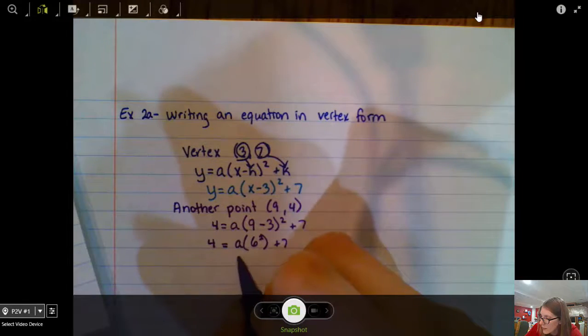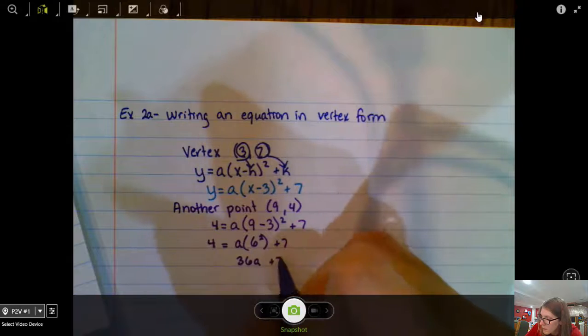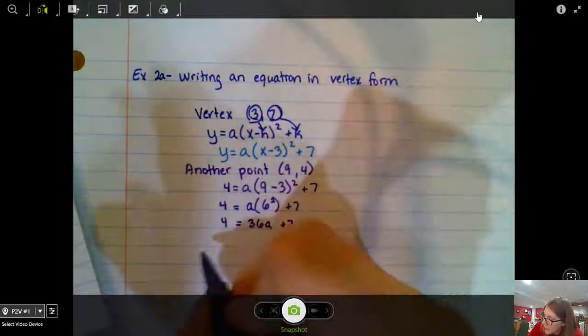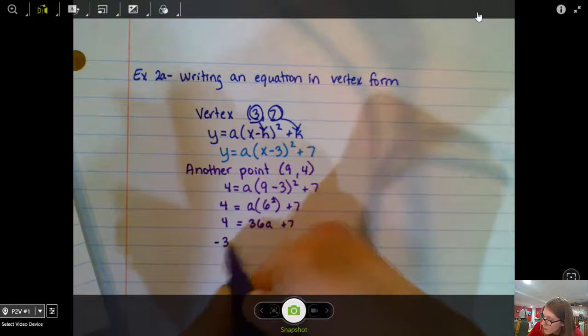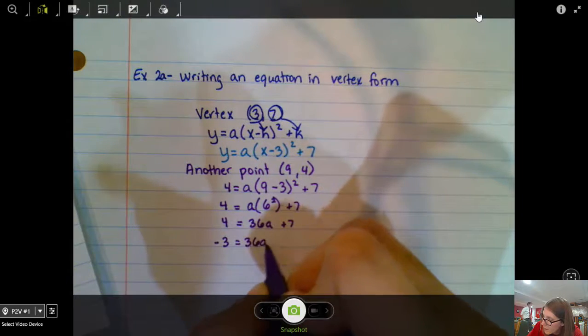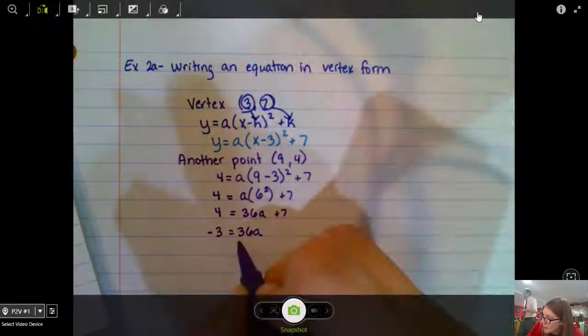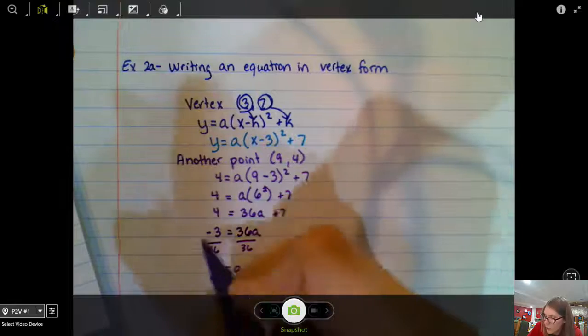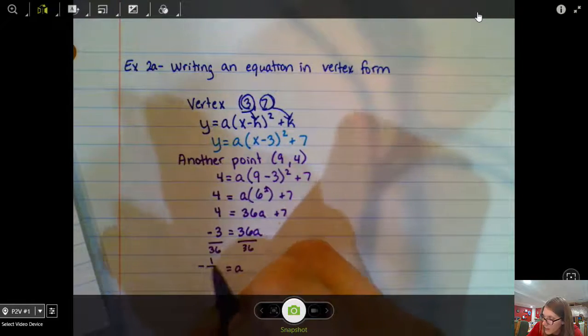6 squared is 36. Subtract 7 from both sides. And then divide by 36. So a is negative 3 over 36, which simplifies to negative 1/12.